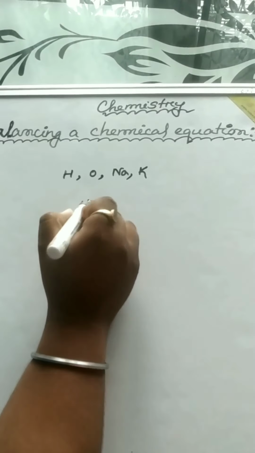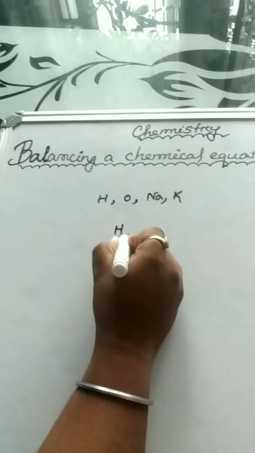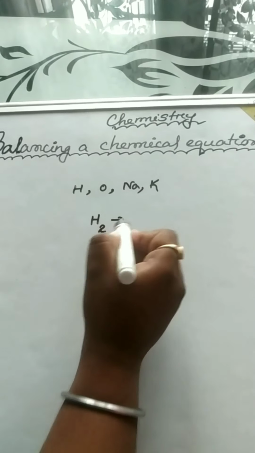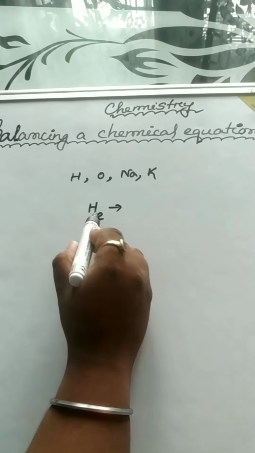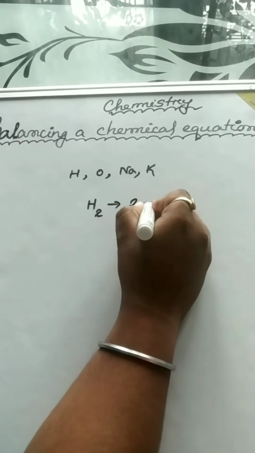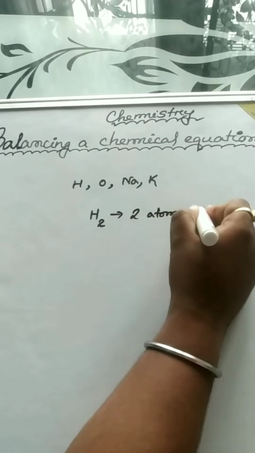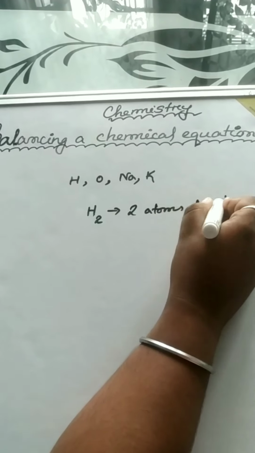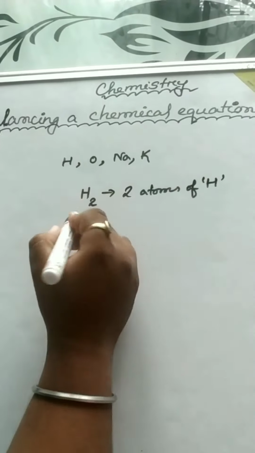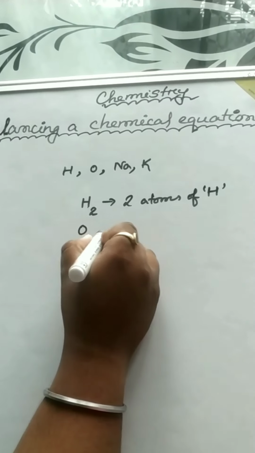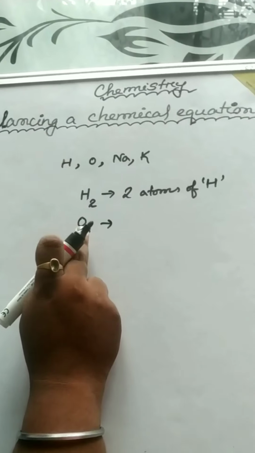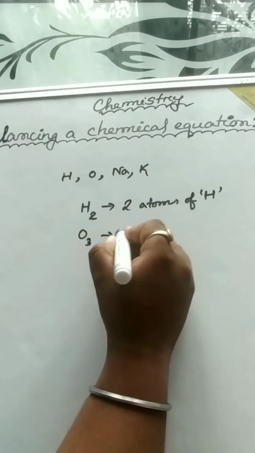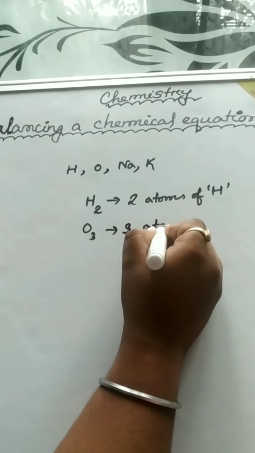Now if I give you H and at the bottom I write 2, then this 2 represents the number of atoms of hydrogen. So this H2 means there are 2 atoms of hydrogen. And if I write O3, this 3 represents the number of atoms. It means that there are 3 atoms of oxygen.